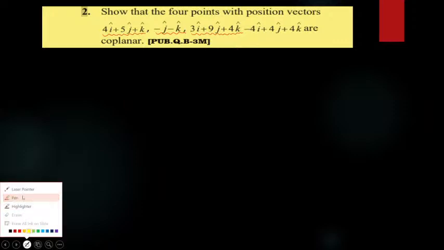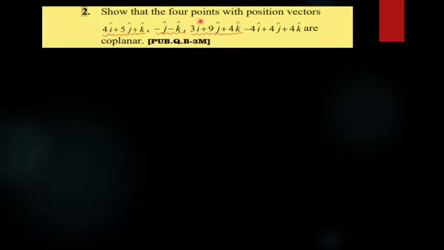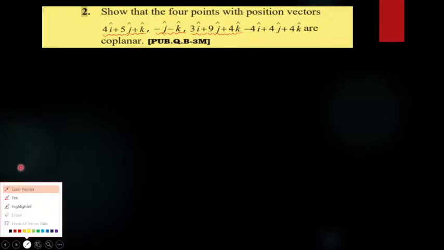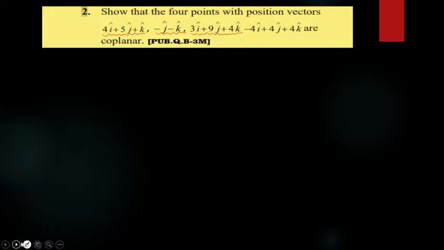Let me work out. Show that the 4 points with the position vectors 4i + 5j + k, -j - k, 3i + 9j + 4k, and -4i + 4j + 4k are coplanar. So first you have to write the given data.